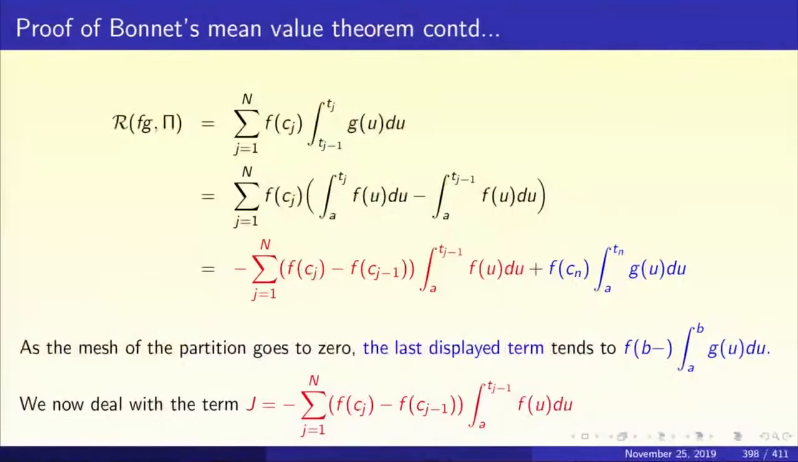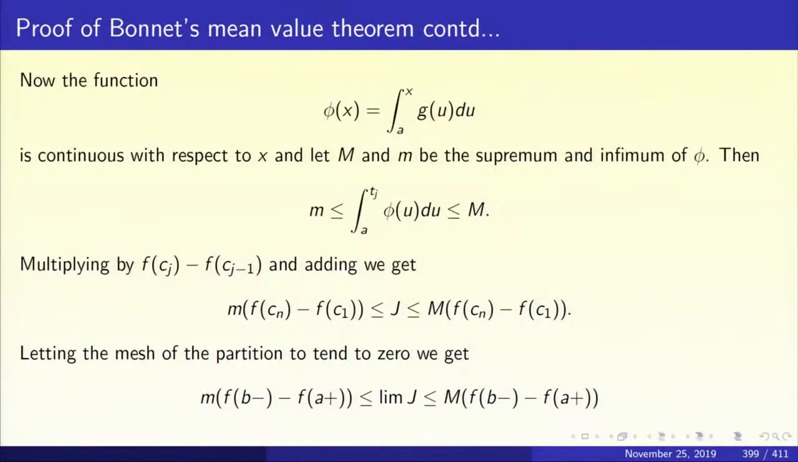And now we deal with the first term in red, which is J equal to minus the summation from j = 1 to n of f(c_{j−1}) times the integral from a to t_{j−1} of g(u) du. So, let us look at this function φ(x), which is the integral from a to x of g(u) du. This is a continuous function with respect to x, and let little m and capital M be the infimum and supremum of φ. Then what happens?